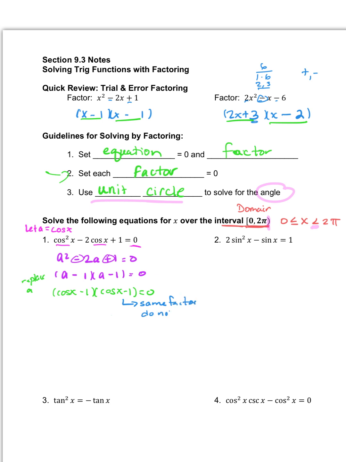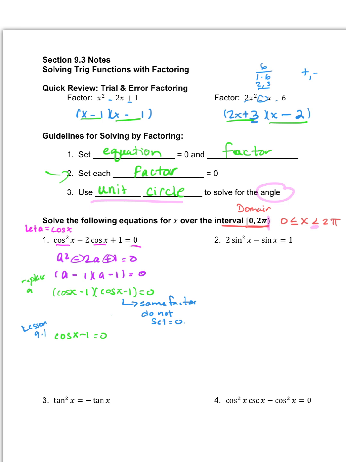Do not set equals 0. Don't do it twice. Okay. So let's just do the other one. So we're going to say cosine x minus 1 equals 0. Okay. So now right here, where we're starting right here, this is actually the start of lesson 9.1.